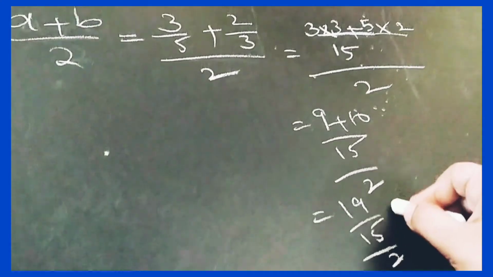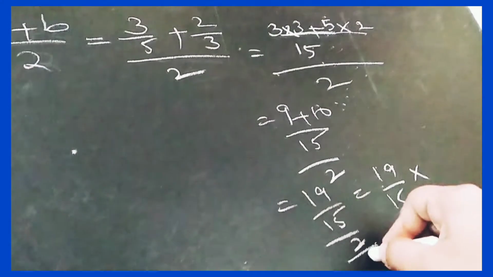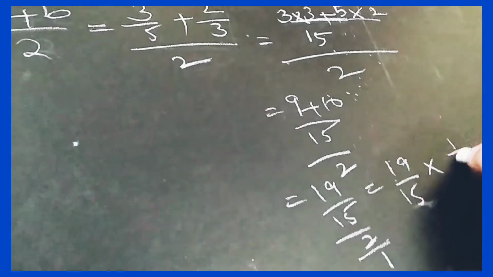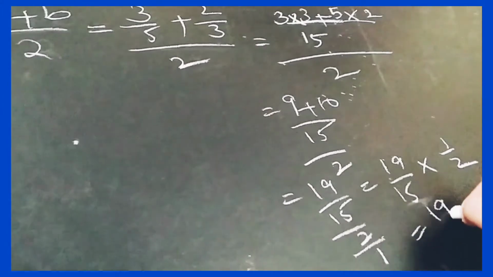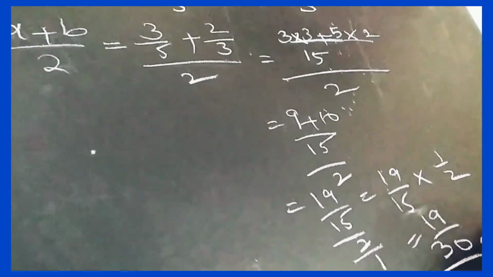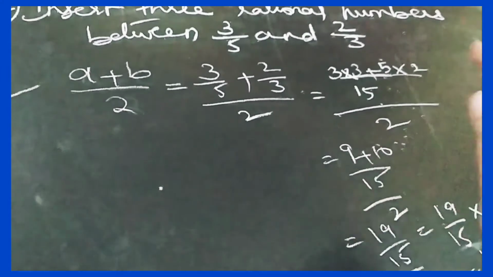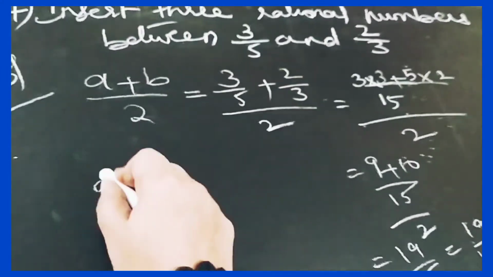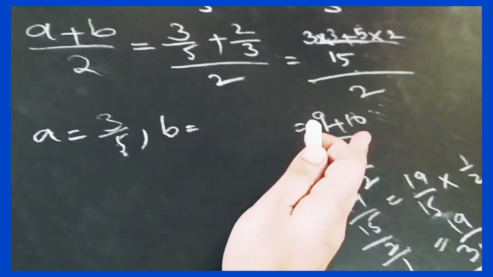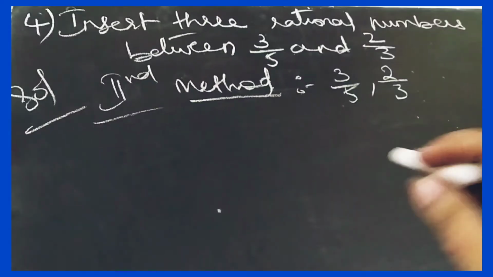So what you have to do here? 19 by 15 into, here 2 by 1 is there now. You have to write the reciprocal of this, 1 by 2. 19 ones are 19, 15 twos are 30. So the answer is 19 by 30. One rational number we got here. Like this we can find another rational number also. We can take a as 3 by 5 and b as what answer we got here, 19 by 30.